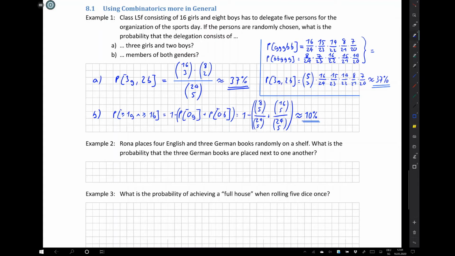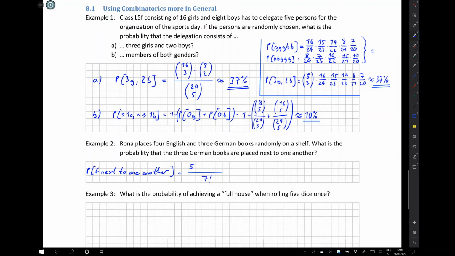Now example 2. Again, a Laplace experiment, all arrangements have the same probability. Since there are 7 books, if there are no conditions, there are 7 factorial possibilities to arrange them. If the 3 German books have to stand next to one another, then there are 5 possible places for where to place the first of the 3 German books, the most left one, let's say, namely on places 1 to 5.